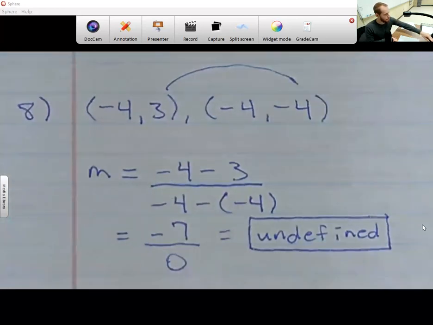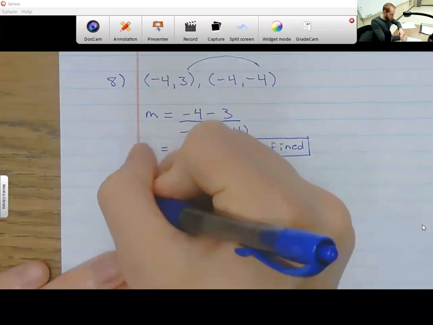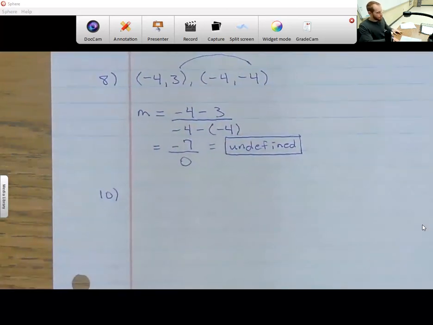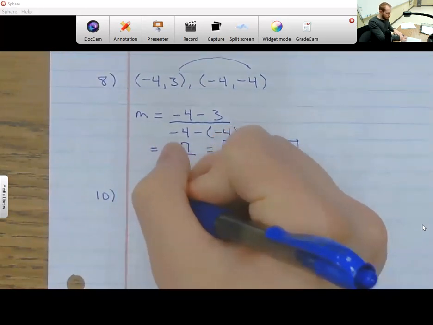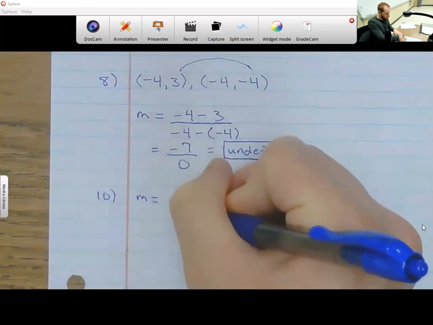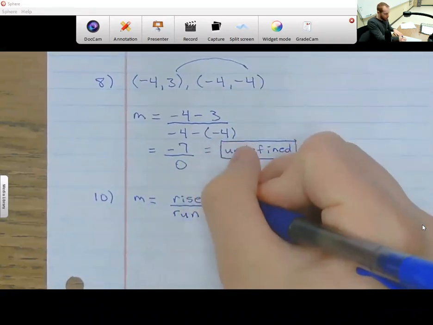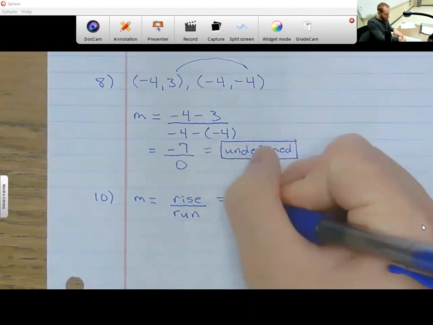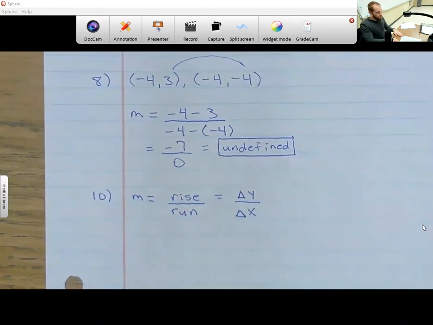Okay, let me zoom out. Number 10. Okay, for number 10, we can choose our 2 points and put them inside the formula. But this time, I'm going to do rise over run. So you may have learned in Algebra 1 that you can also figure out the slope of a line by using rise over run, right? And this just comes from taking the change in y and dividing it by the change in x. Okay? So let's look at number 10 and see if we can figure out what the rise over run is.